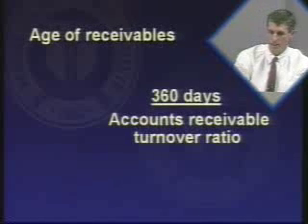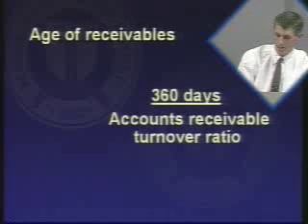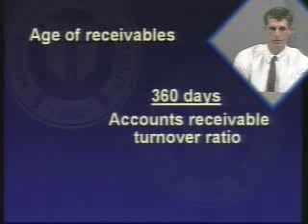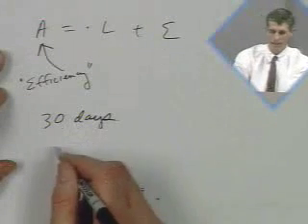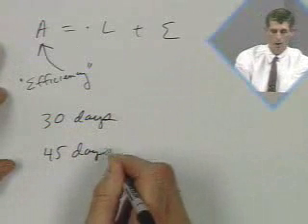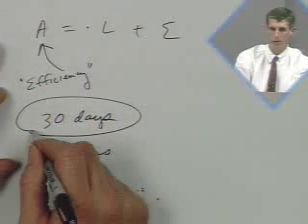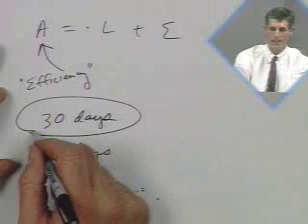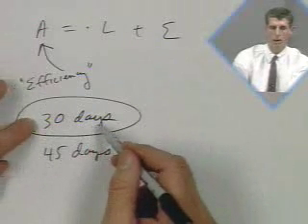If it takes us 30 days on average to get our cash, is that better or worse than, say, 45 days? Obviously, you'd rather get your cash in 30 days because you want your cash as soon as possible. So the age of receivables simply says, how long does it take us to get our cash?